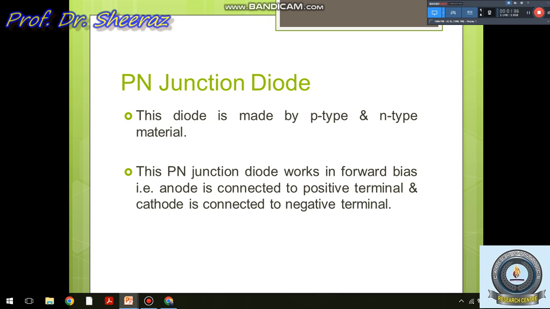So coming to the first one, the PN junction diode. Now why is it called a PN junction diode? Because this diode is made up of the combination of two materials, that is P type and N type. P is for positive, N is for negative. This PN junction diode works in forward biasing, that is, the anode is connected to the positive terminal and the cathode is connected to the negative terminal. Now if it is connected in reverse, which is known as reverse biased, this diode will not permit the electric current to flow through it. So it means that it can only be connected in one direction, and it only works in forward bias.